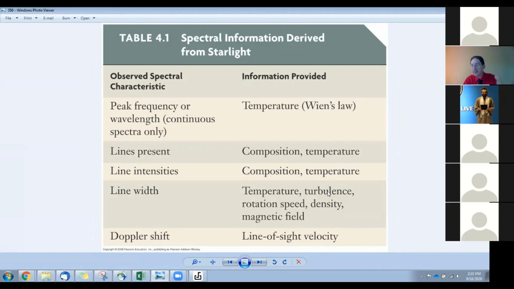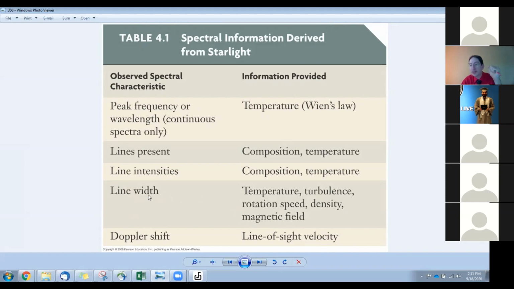Let's summarize everything we can learn in a table here. We learned that if you have an object emitting thermally, from the peak we can figure out the temperature. That's Wien's law. Also, from the overall level, we can figure out the temperature. That's Stefan's law. By looking at the lines, we can figure out composition and temperature, whether it's an emission or absorption. By looking at the line shift, if it shifted towards us or away from us, we can figure out the line of sight velocity.